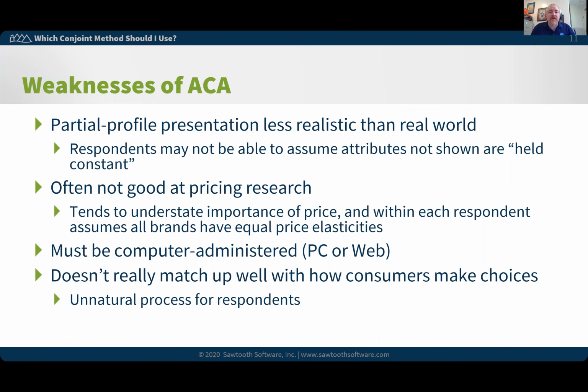A couple other weaknesses: it has to be done on a computer. So again, if you're fielding in a rural area in Africa and can't have PCs there, then you won't be able to use an ACA because you have to have it adapt on the fly. And it doesn't match up with how consumers make choices. So it's an unnatural process for respondents. They're giving ratings on things over and over again. They can make mistakes early on that impact the rest of the questionnaire. So there's a lot of ways that it doesn't quite match up with what we want to do.